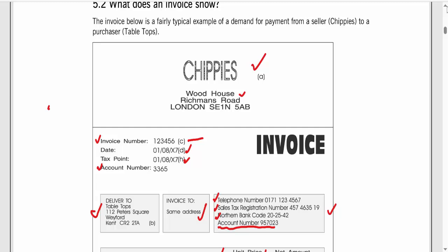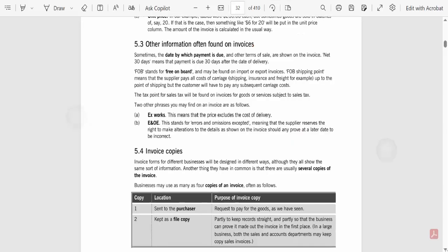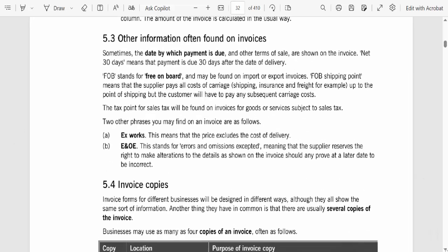transactions in their records. By breaking down the invoice, it becomes easier to see each element's role and understand how it helps both the buyer and seller keep records, track payments, and ensure all sales and purchases are documented accurately. Additional information, often found on invoices.